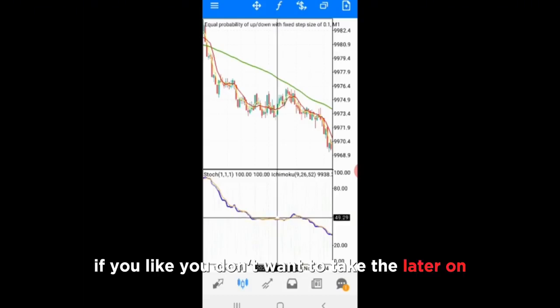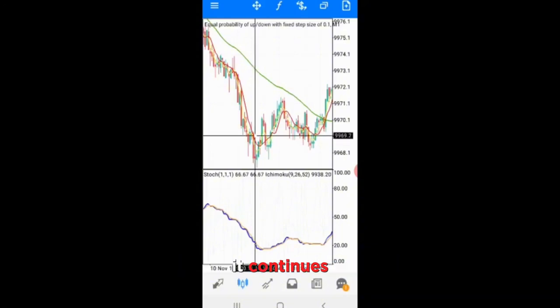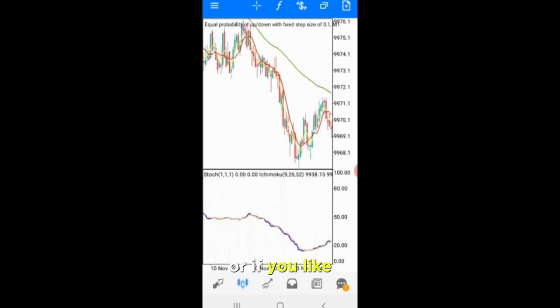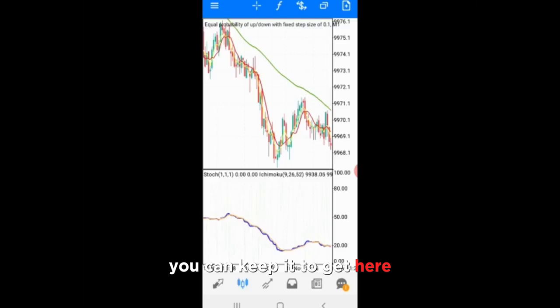If you like, you don't want to take, then later on, after the much consolidation, it continues. But it's under probability. To be on the safer side, take your profit from 50. But if you like, you confirm from 5 minutes, you can keep it till it gets here.